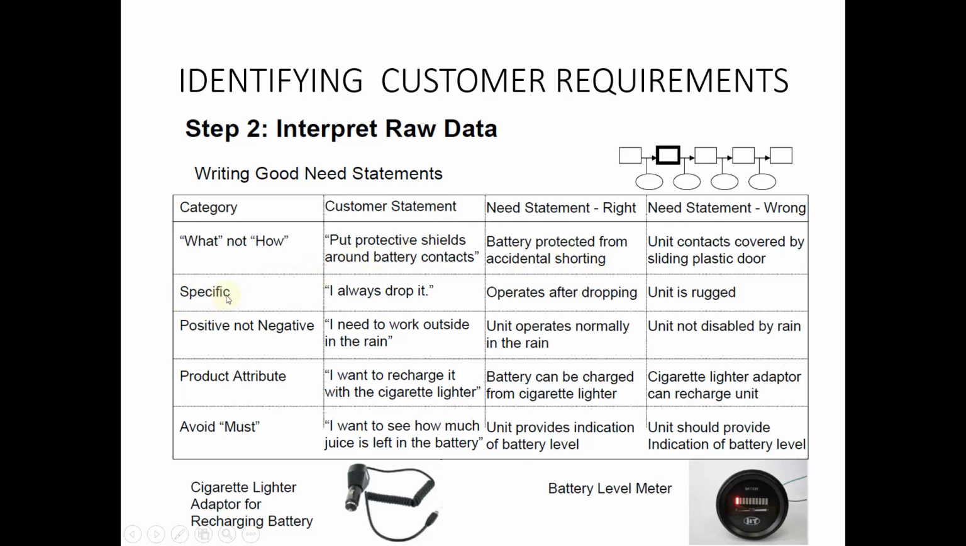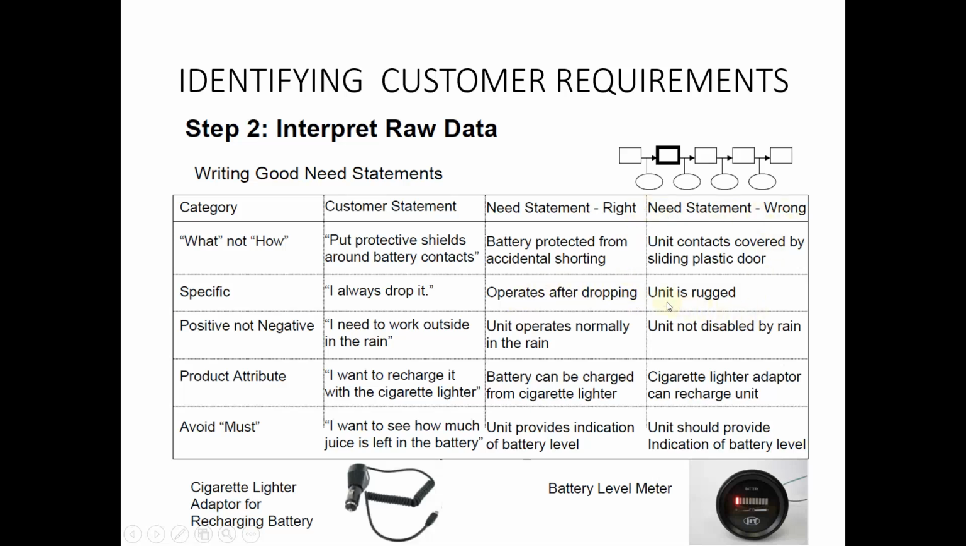Then specific. What is the specific requirement? Customer says he always drops it. So the customer is careless. He will always drop that product. So he means the product that is being made should not fail or should not be defective when he drops it. So that is the correct need statement, that is, it operates even after being dropped.